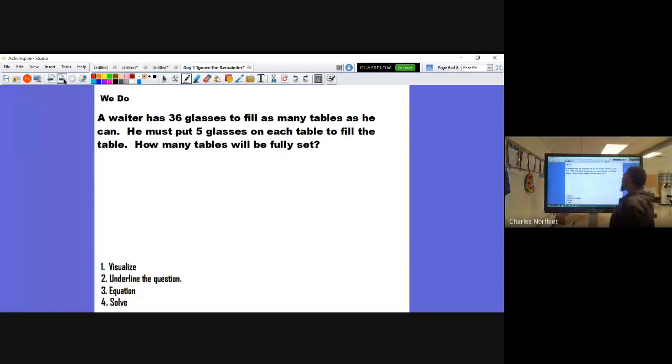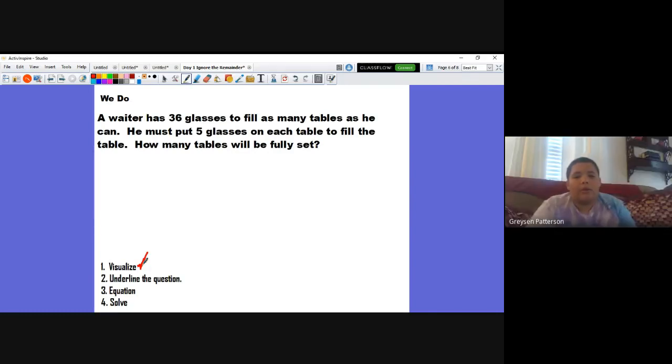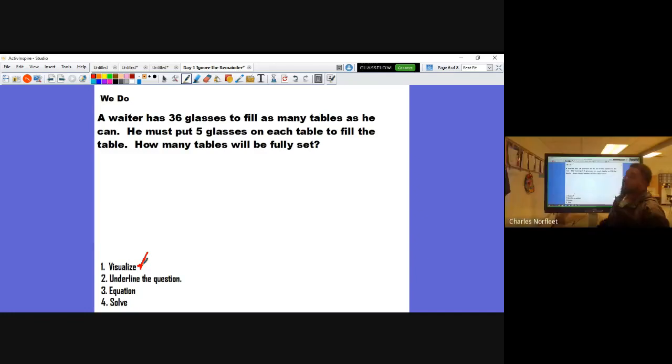So the first thing I need to do here is to do what, Grayson? What's the first thing I need to do? Visualize. And what does that mean, Grayson? What does it mean to visualize? Grayson, what did I do in my last problem on the visualizing step? You were circling how many glasses there were. Okay, that's perfect. So let's go ahead and do that. How many glasses are there total, Grayson?